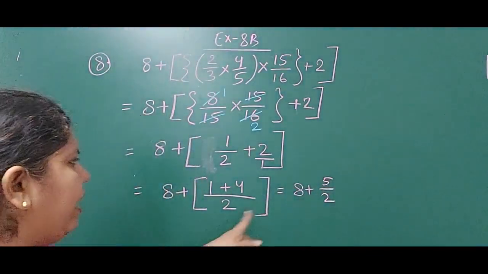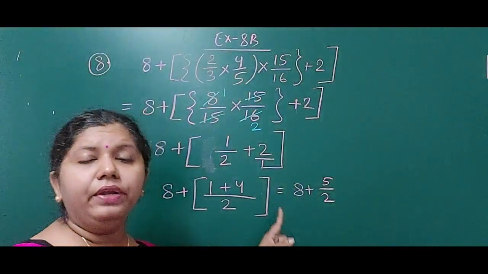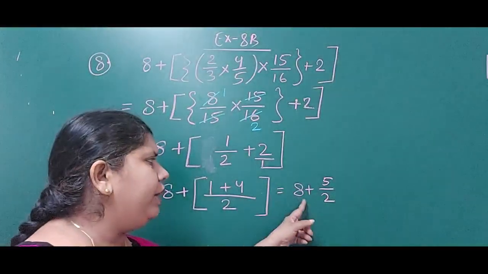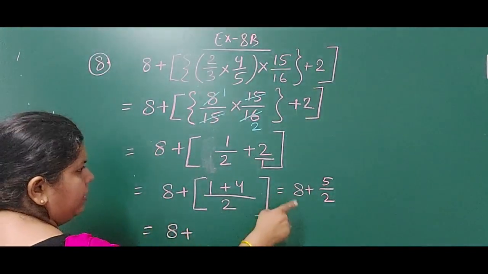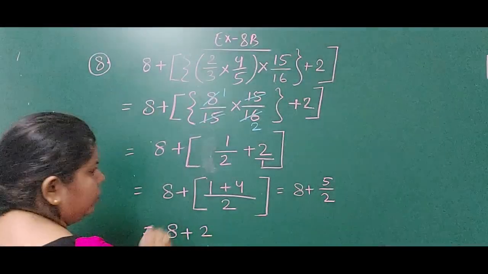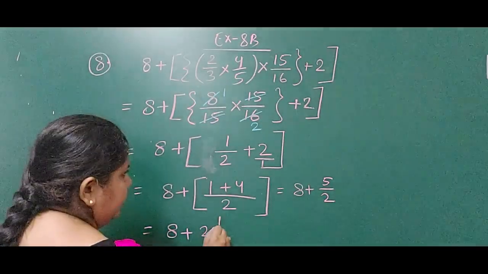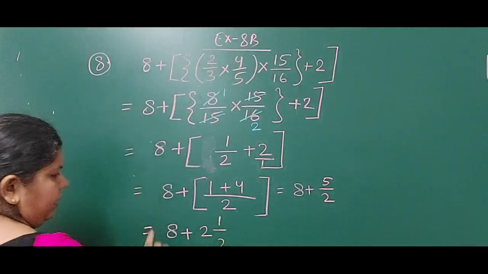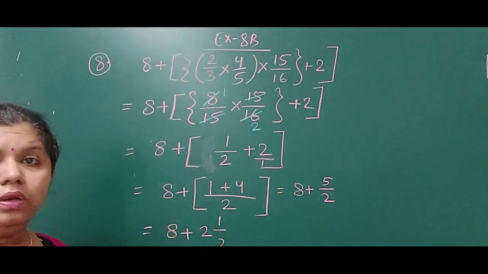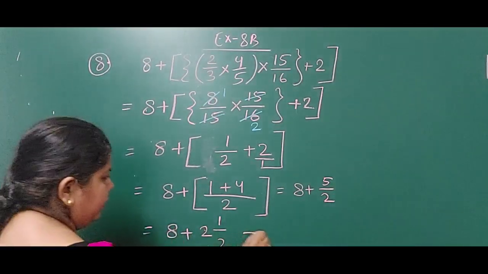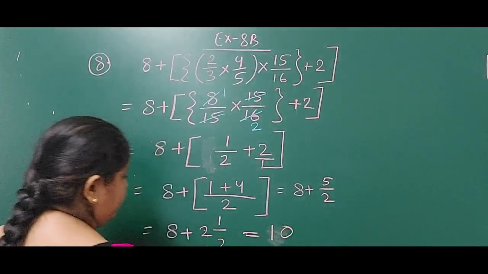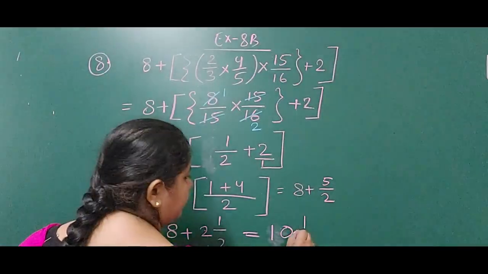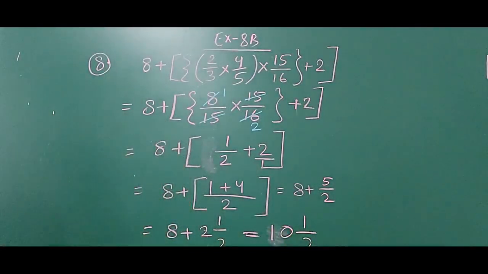You can see that 5 by 2 is what kind of fraction? It is an improper fraction. Convert it into a mixed fraction. So what do we get? 8 plus 5 by 2 can be written as 2 1 by 2. 2 2s are 4 plus 1, yes, 5 by 2, yes or no? This is the mixed fraction. Now you can add the whole number part, that is 8 plus 2, what do you get? That is 10. 8 plus 2 is 10, and then half. So the final answer that we got here is 10 and a half.